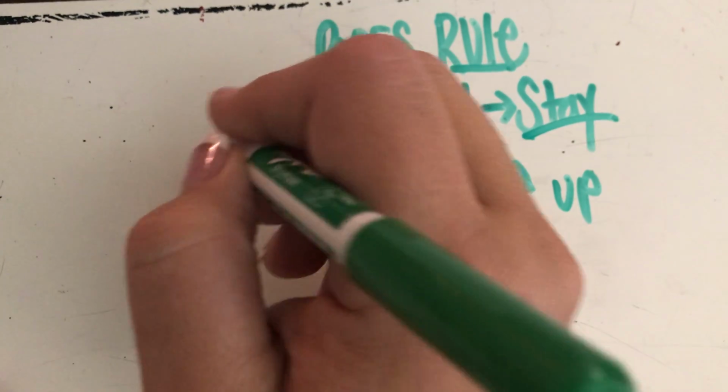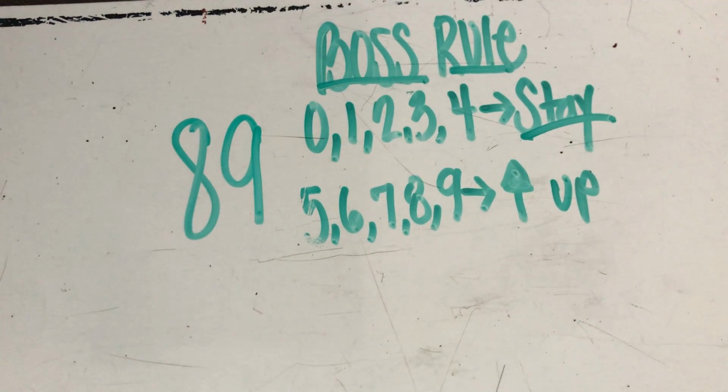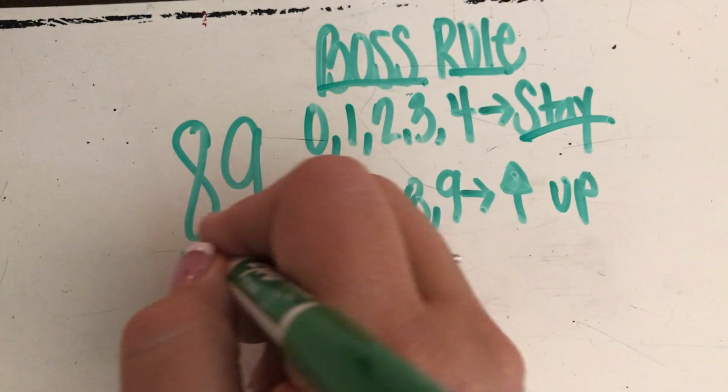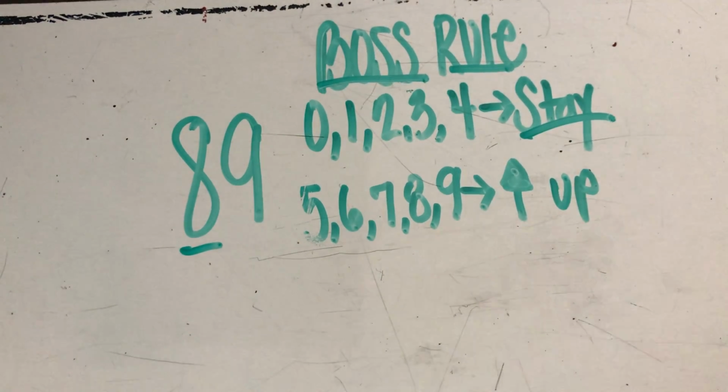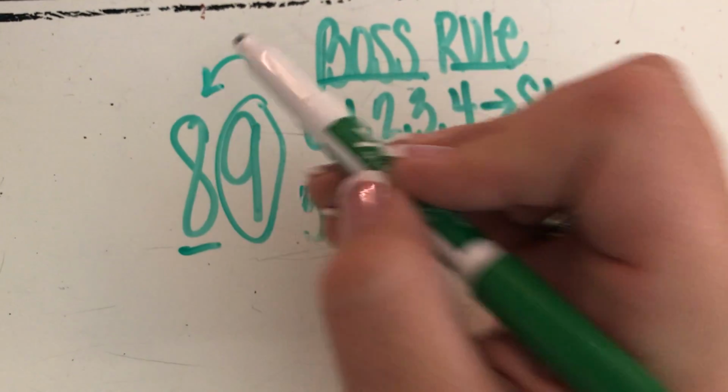Let's do 89. Write 89 on your dry erase board, please. Identify the rounding digit. Which one is the rounding digit, rounding to the nearest 10? The 8. Great. And what is the boss? The 9. Good job. The 9 is going to tell that 8 what to do.